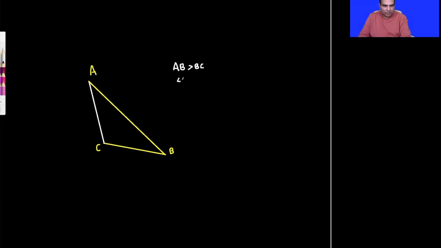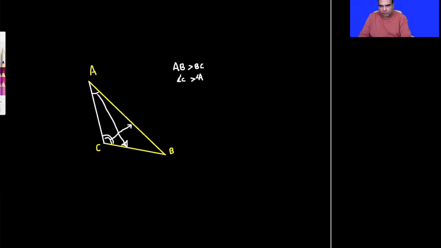the angle C, this angle which is opposite AB, will be larger. The angle C will be larger than the angle A, which is opposite the BC side, because AB is larger than BC, right? So this is the rule of inequality of angles and sides, and the converse is also true.